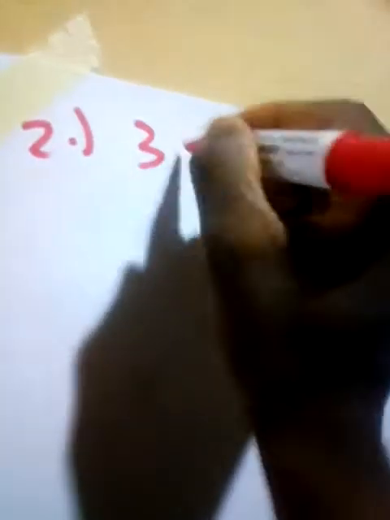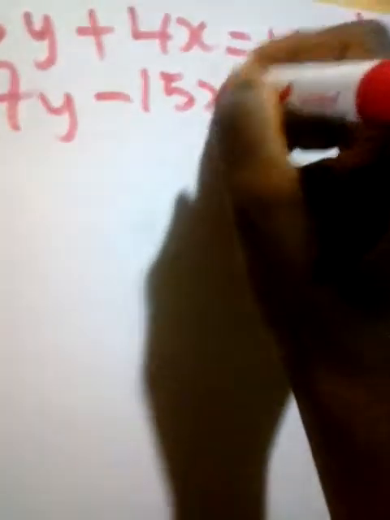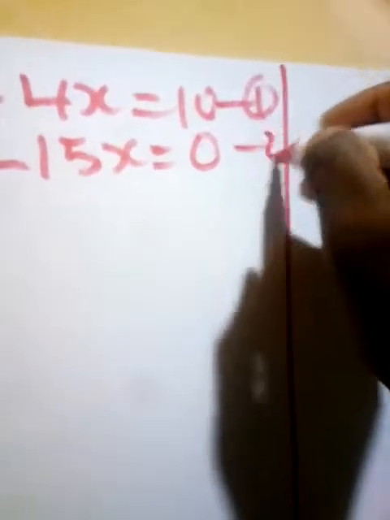Then, assuming again, let me take another question. Assuming I am given these equations: 3y plus, let's say, 4x equals 10, then 7y minus 15x equals 0. This is my equation 1. This is my equation 2.